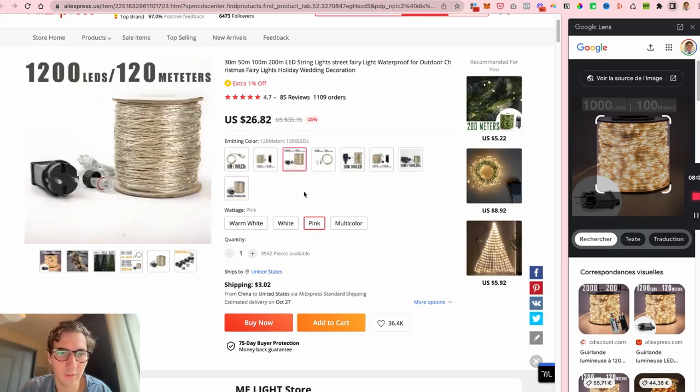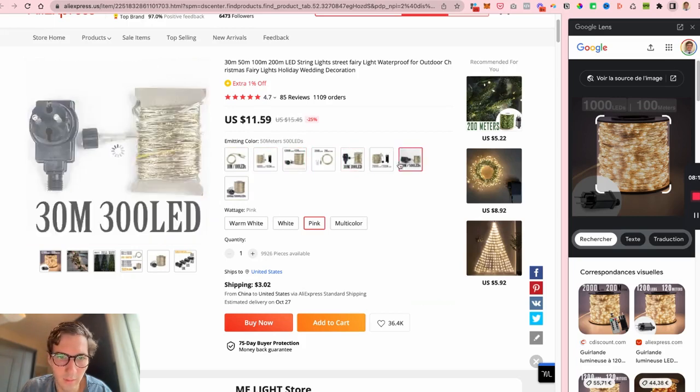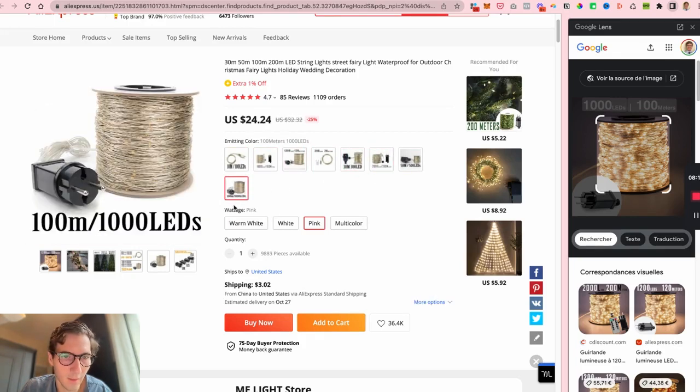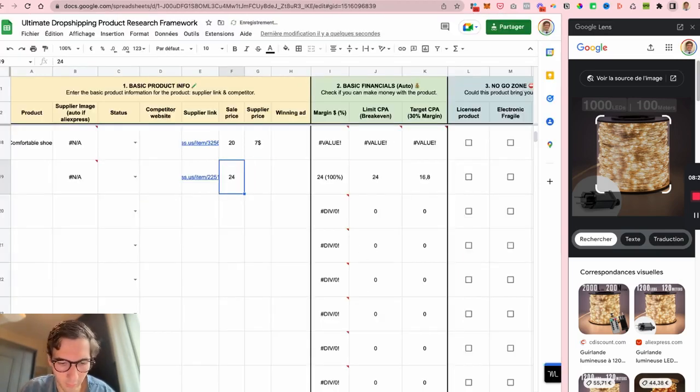Oh, but actually that's because the product is really expensive. It's for 100 meters, 30 meters, just to have an idea. So for 30 meters, it's 24, 27, and it's selling for 40. Sorry, I said the dollar too much. 24, 27. So it's dropping low. And so you have the idea.